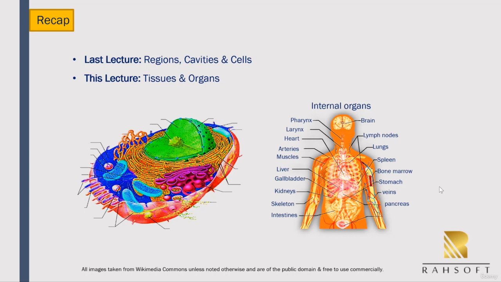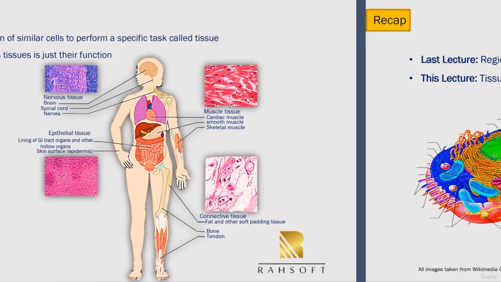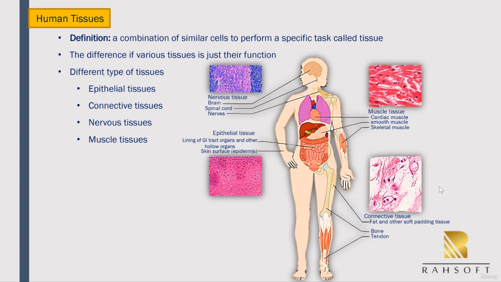In this lecture, we're going to talk about the next 2 stages of cellular interactions, such as the formation of tissues with the combination of similar cells together, and organs, which are the combination of similar tissues that work together to achieve a specific function. So first, let's define what human tissues are. Human tissues are a combination of similar cells that perform a specific task together.